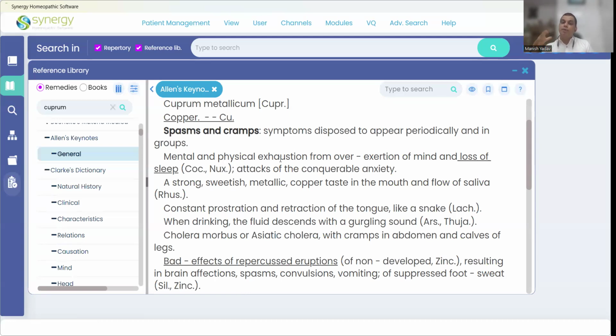The thing which can be conquered, which you can win over. But it is not like that. It is unconquerable anxiety. Attacks of unconquerable anxiety means he has got an anxiety. So there's a printing mistake here. Cuprum metallicum can look like arsenic, can look like nitric acid, can look like all the other anxiety remedies. But the anxiety that he gets is actually unconquerable.